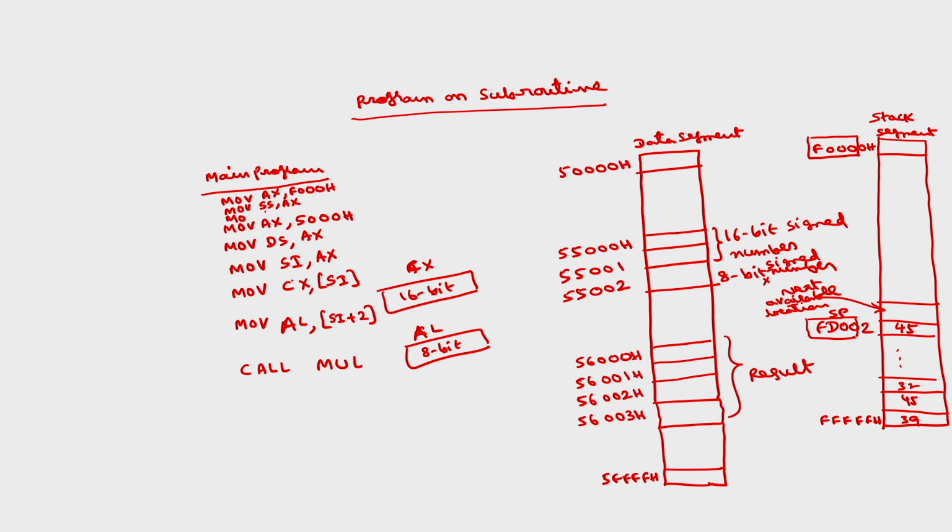Move stack pointer with, for this assumption, FD00H. Then we can write the call instruction, because in the call instruction automatically what happens is the instruction pointer contents will be pushed onto the stack. For that you have to define the stack pointer and stack segment. Now what will be the instruction set for the multiplication subroutine? This is the mul subroutine, say. From here to here is the mul subroutine.